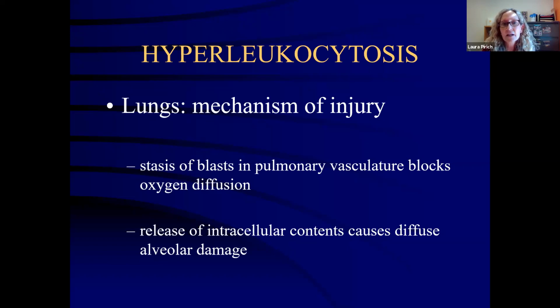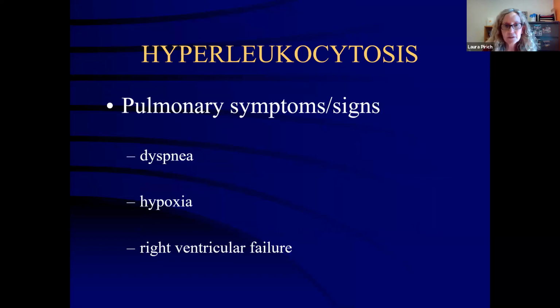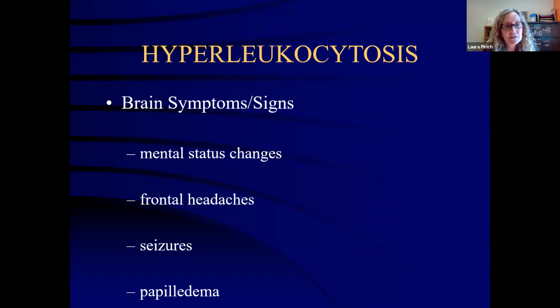It's the damage in the pulmonary vasculature from the high white count. What do we see? We see shortness of breath. We see hypoxia. You can have right ventricular failure when you have pulmonary complications from hyperleukocytosis. The brain is the other organ, and you can have mental status changes.